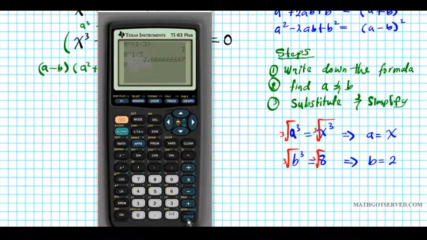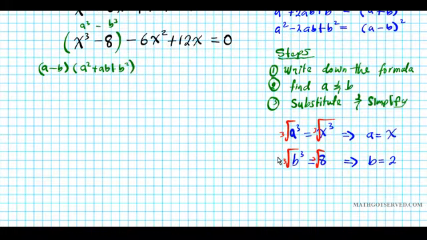The correct way of entering the cube root is to group the power, the fractional power, in parentheses, press enter, and you get the cube root. Okay? Alright, so now we have a and b. We're going to advance to step 3, which is substitute and simplify. Okay? So a is what?